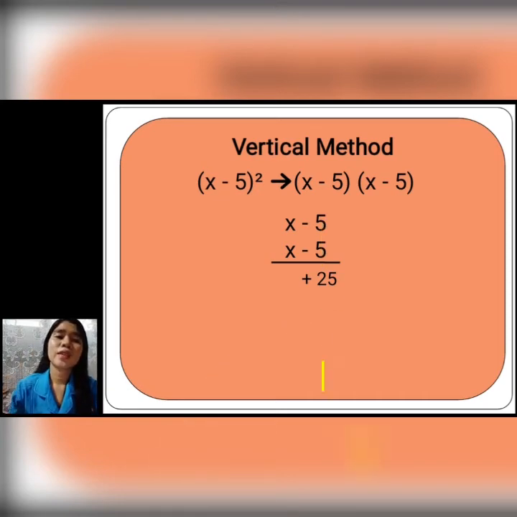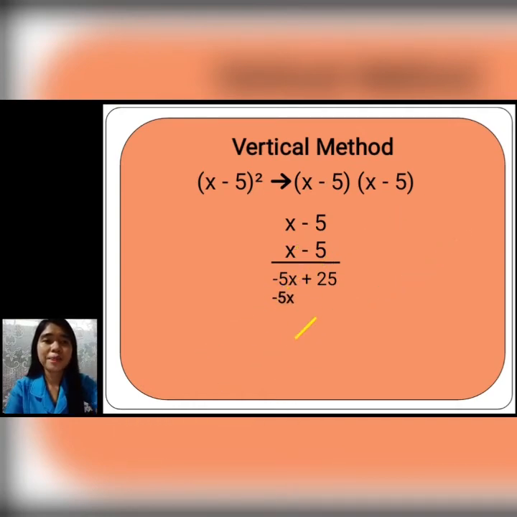So next, we have here negative 5 times x. So multiplying negative to positive, we will get negative 5x. Then the other one, we have here negative 5 times x, same as the last one, which is negative 5x, and for the last, we will multiply x times x. We got x squared. So now we are going to add these two equations.